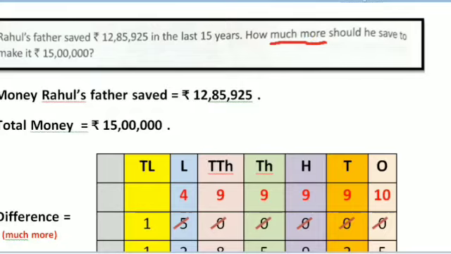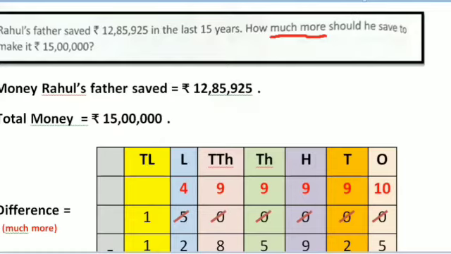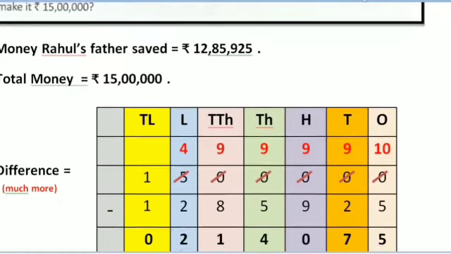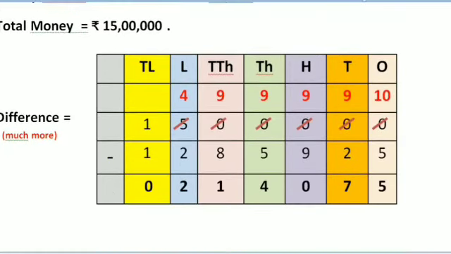First statement, money Rao's father saved is equal to rupees 12 lakh 85,925. Now the total money which Rao's father wants to make is rupees 15 lakh. So, as we have just discussed, we will calculate the answer by getting the difference. So "much more" means difference. Here we have defined it. You can check it: difference means "much more," or "much more" means difference.